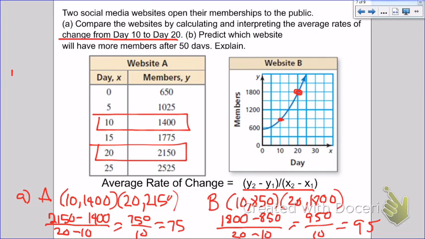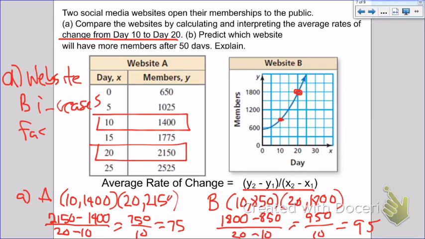So basically for part A, we would say that website B increases faster. And then the next question says, predict which website will have more members after 50 days. Well, if we look at the end here, we see that at day 25, this one's at about 2400. This one is at 25, so they're about the same, but which one increases more? Website B increases a lot faster. So which website will have more members? B, because it is increasing faster.